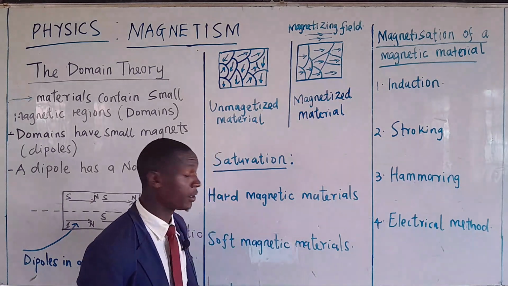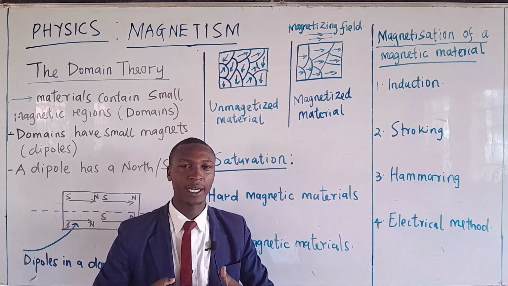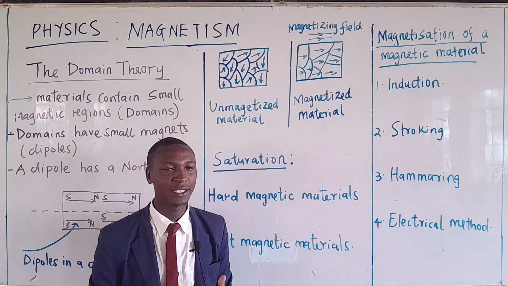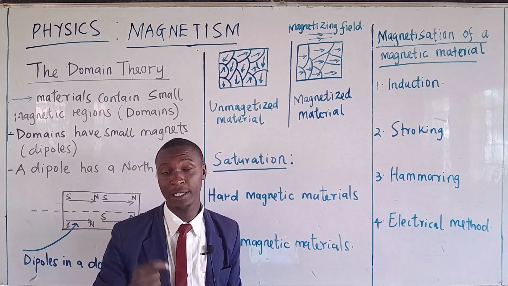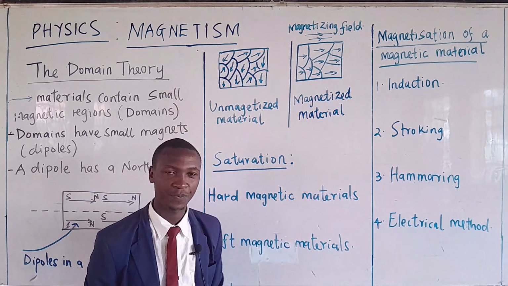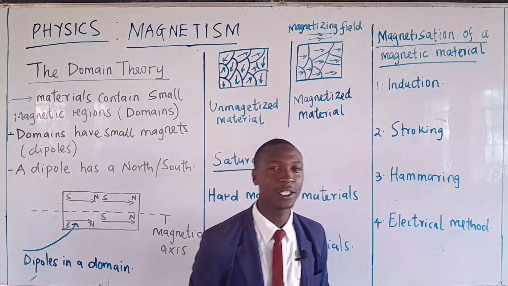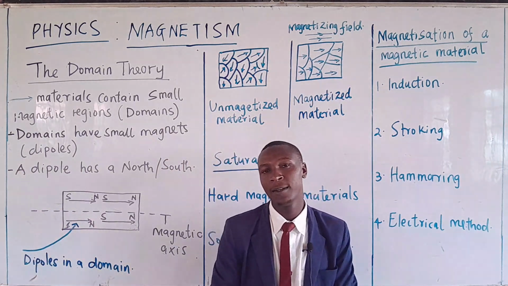So also, again, just like hard magnetic materials, if you are able to magnetize a soft magnetic material faster, it means it's also easy to demagnetize a soft magnetic material. Now let's get to the magnetization of magnetic materials. How do we magnetize magnetic materials?